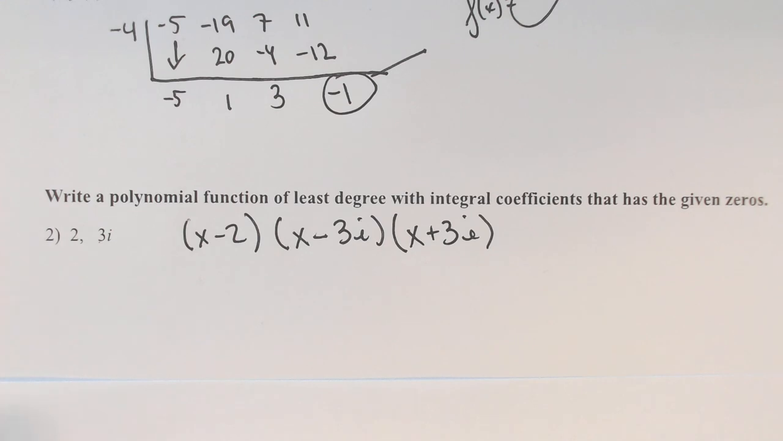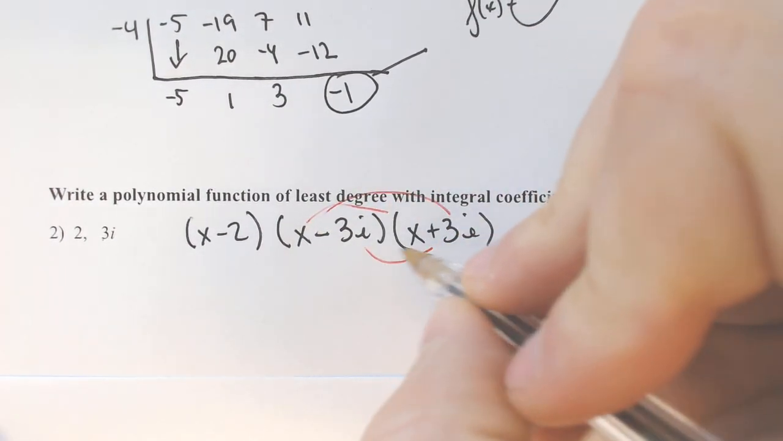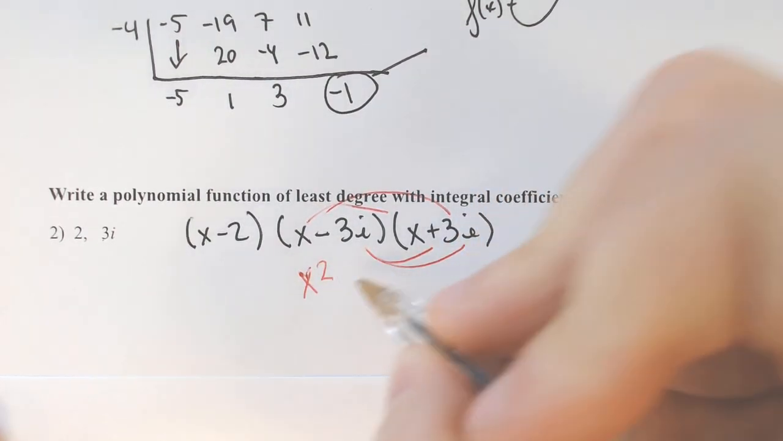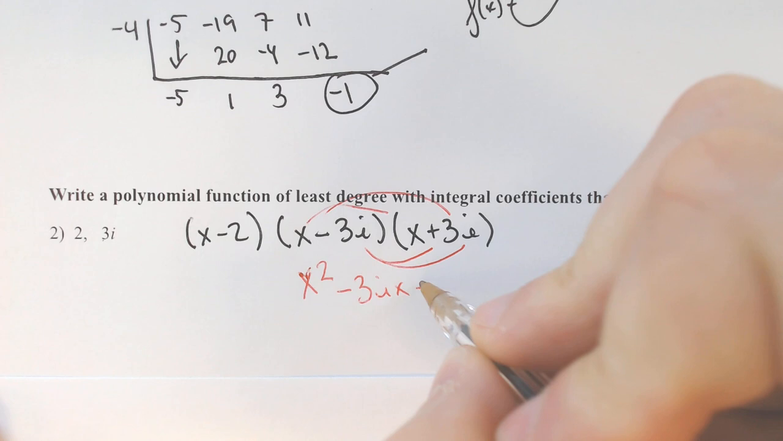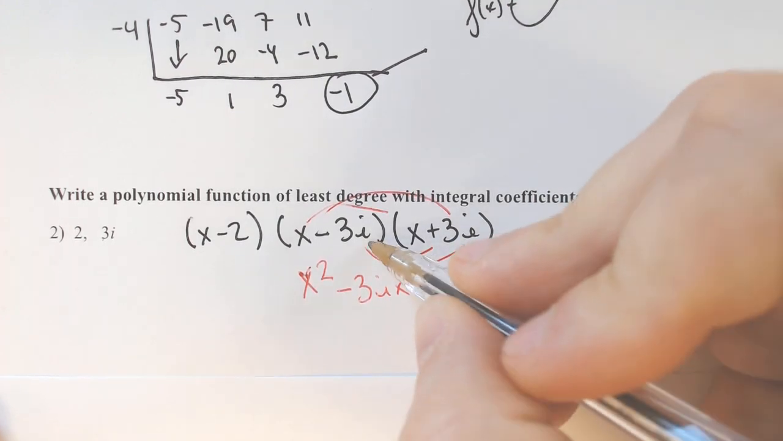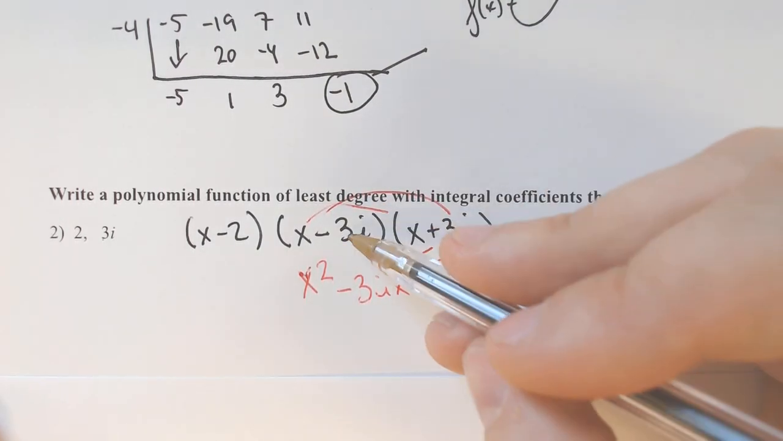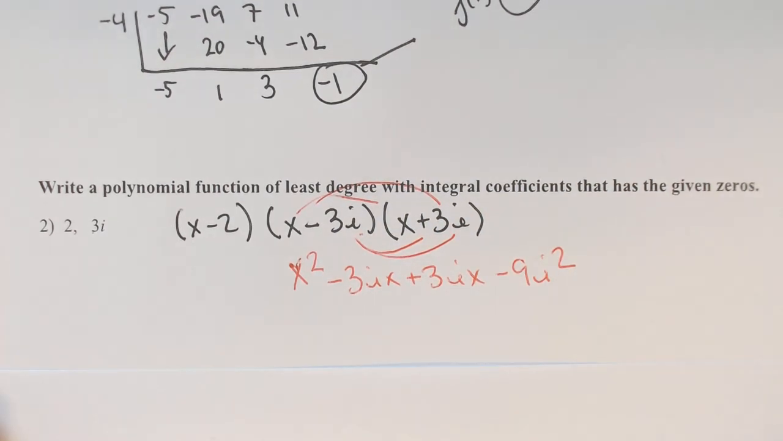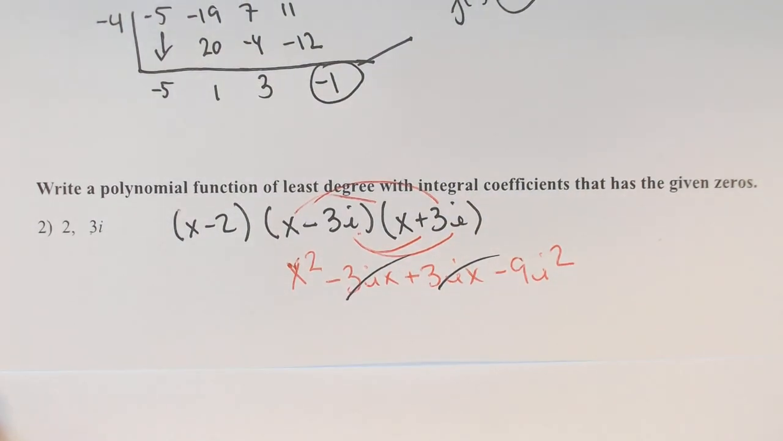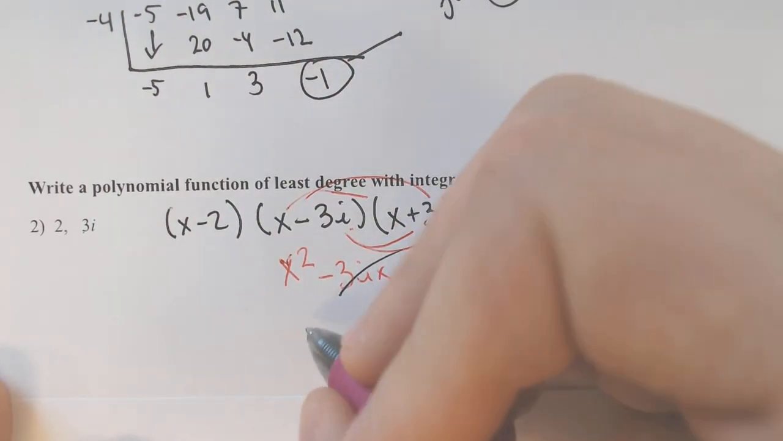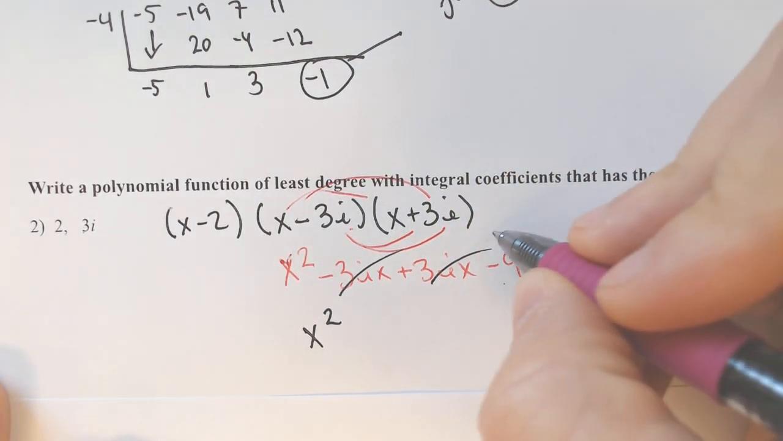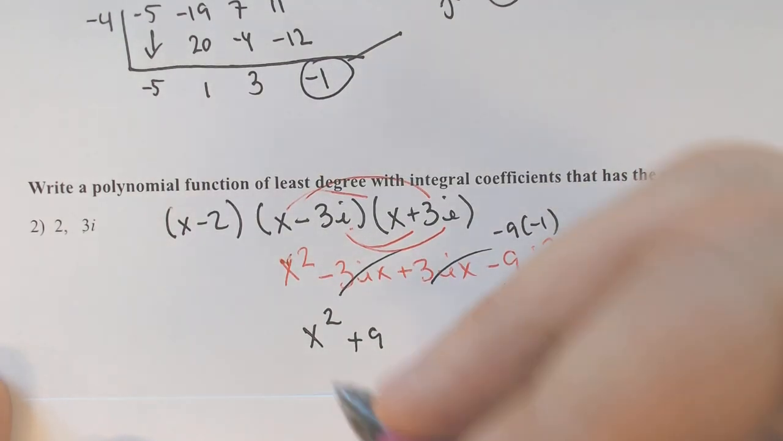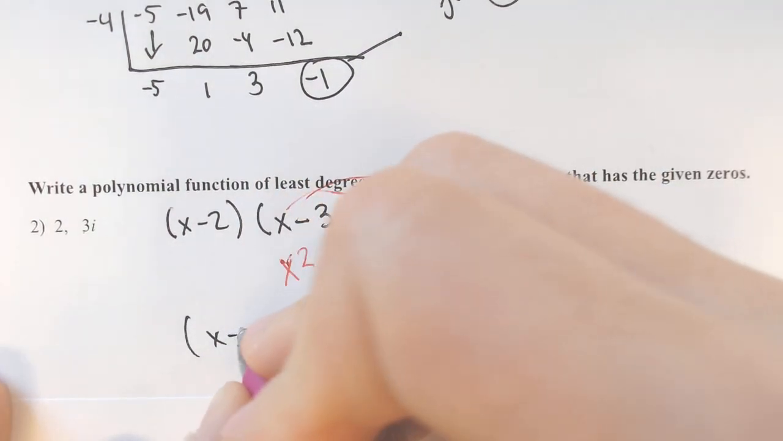I would highly recommend that you FOIL the imaginary part together first. If you do that, you get x squared minus 3ix plus 3ix, and then 3i times 3i would be 9i squared, but it's a -3i, so it's a -9i squared. From here, that middle chunk will cancel every single time, which is nice. And we get x squared minus 9 times -1, which makes +9. And then the x minus 2.